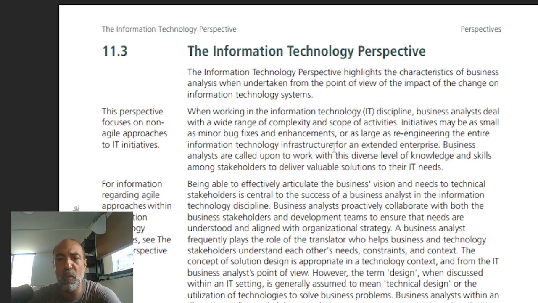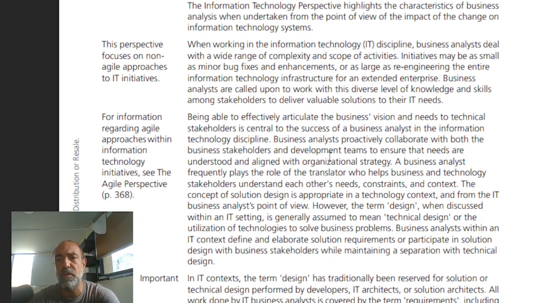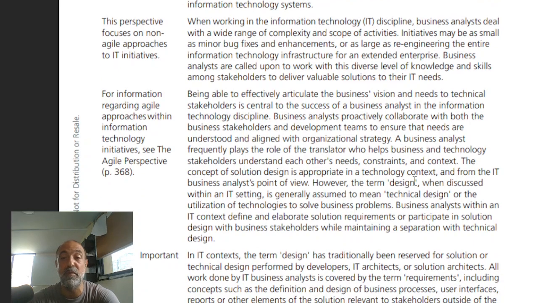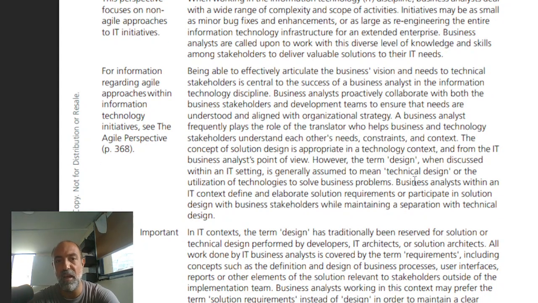Kind of interesting. When working in the information technology discipline, business analysts deal with a wide range of complexity and scope of activities. Initiatives may be as small as minor bug fixes and enhancements, or as large as re-engineering the entire information technology infrastructure for an extended enterprise. Business analysts are called upon to work with diverse levels of knowledge and skills among stakeholders to deliver valuable solutions to their IT needs. Again, business analysts have to be considerate about this. This perspective focuses on non-agile approaches to IT initiatives.